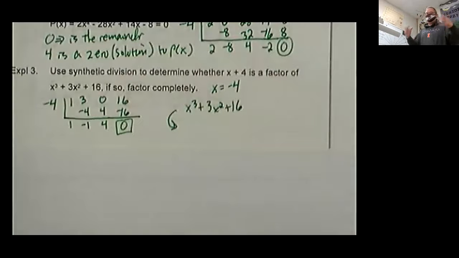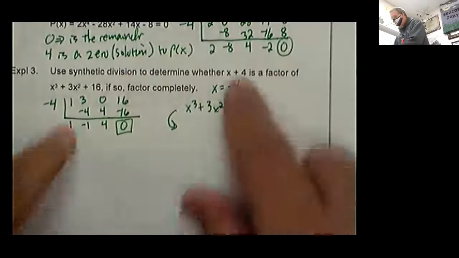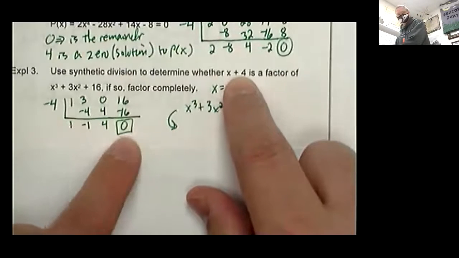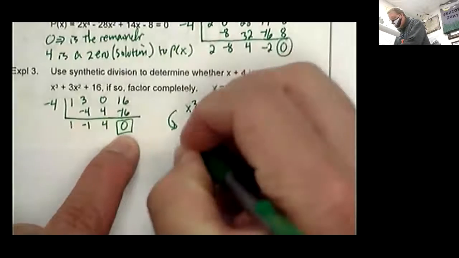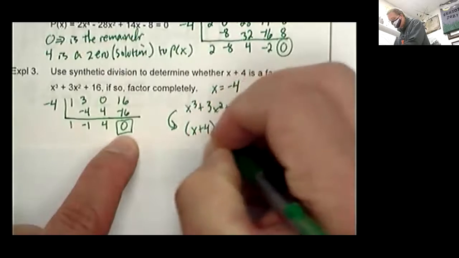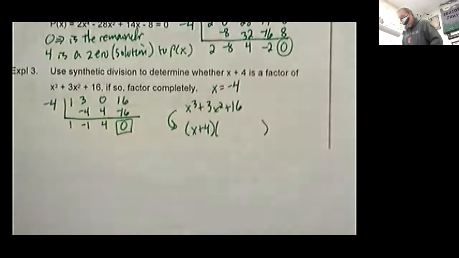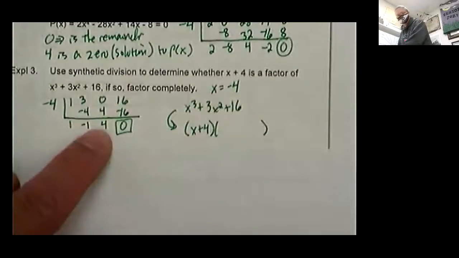And that's the key to this whole thing, right? Our regular factoring rules didn't work for this. We can't use quadratic factoring on this. So now we found a way to factor a bigger polynomial. Well, x plus 4 gave us a remainder of 0. So x plus 4 has to be a factor. What's left? Well, what's left is this polynomial.